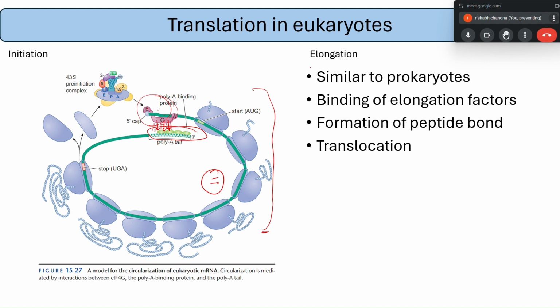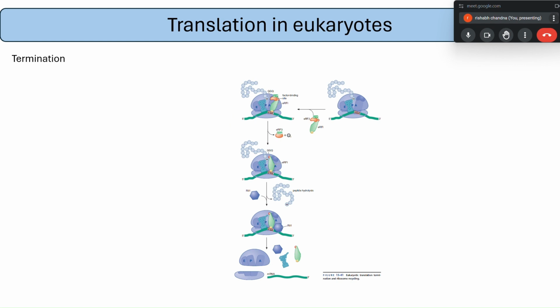Then comes the elongation. So elongation is similar to prokaryotes, only some elongation factors are different in prokaryotes and eukaryotes. But the other processes like formation of the peptide bond and the translocation are similar to that of the prokaryotes that we have discussed previously. Now comes the process of termination.